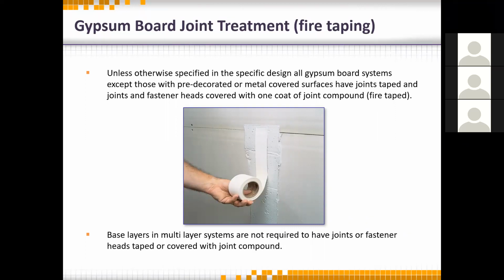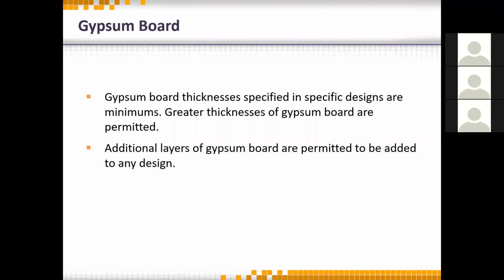It's important also to read how it was fire taped in the design. There are some designs out there that were actually done with a level 2 finish in order to pass the fire test. So these are little things that we don't think about on a daily basis, but we really do need to read to make sure we're installing things the way they were tested, at a minimum. Thickness is a minimum as well.